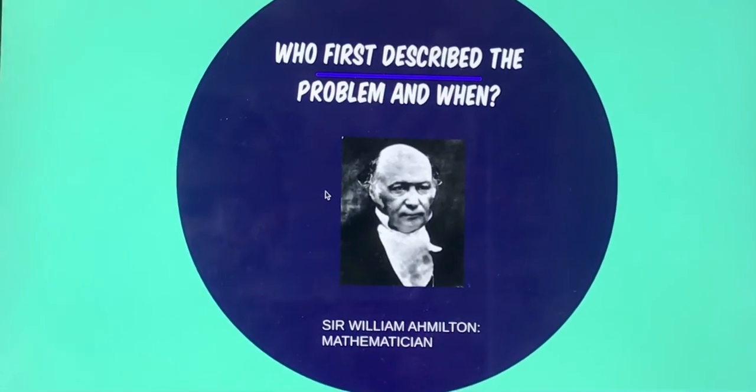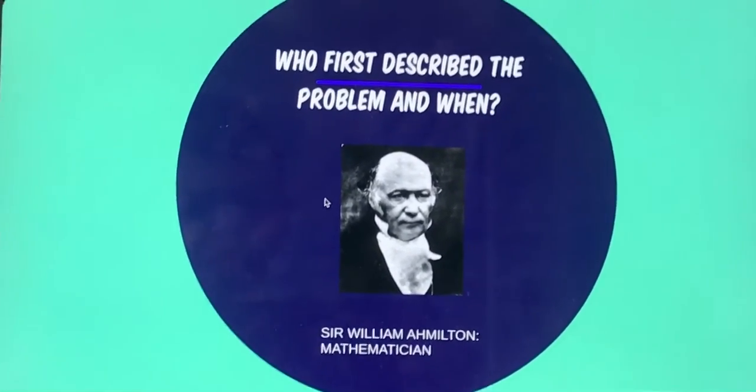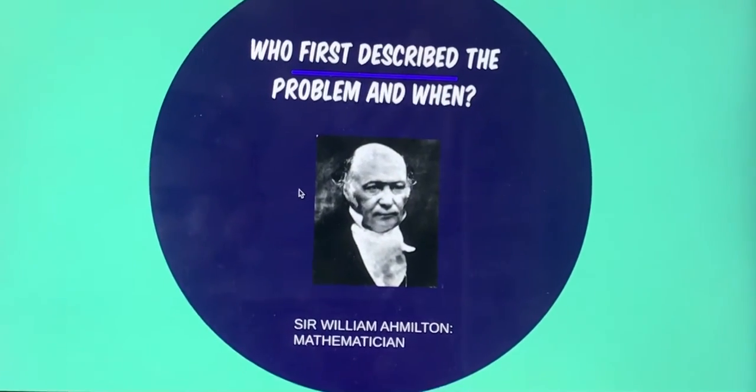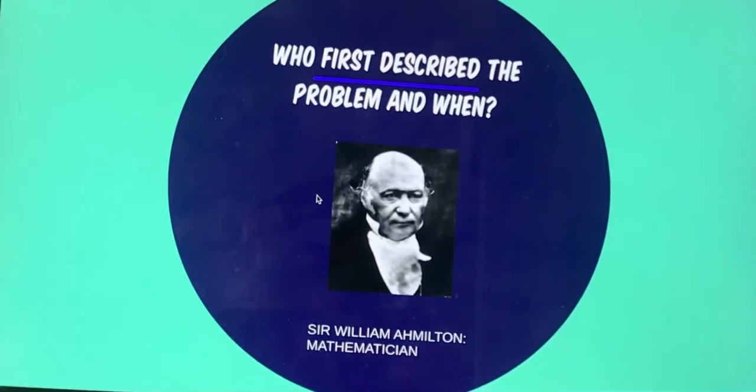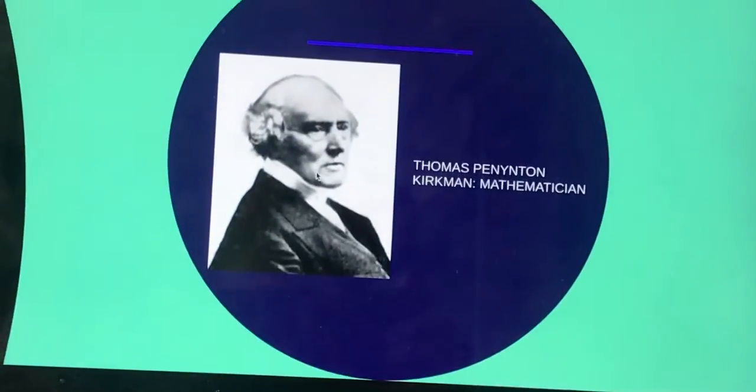Who first described the problem and when? Mathematical problems related to the travelling salesman problem were conducted in the 1800s by the Irish mathematician Sir William Rowan Hamilton and the British mathematician Thomas Pennington Kirkman.